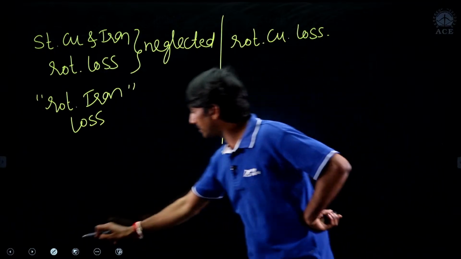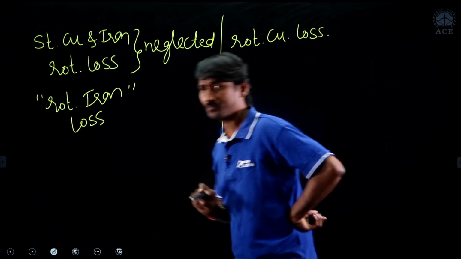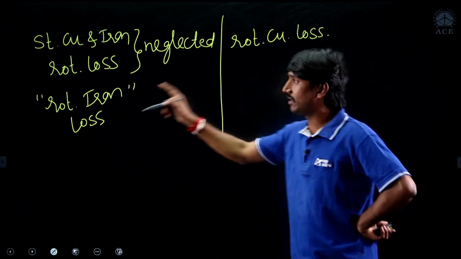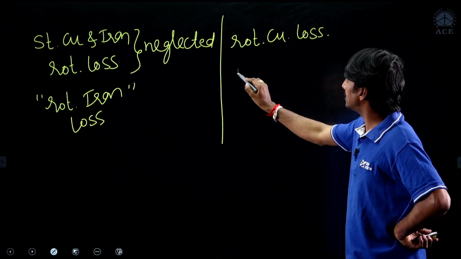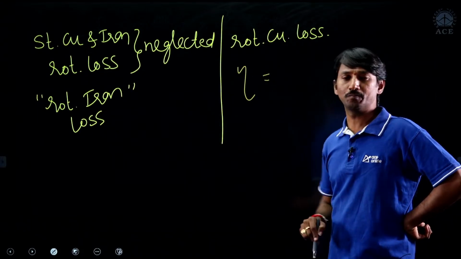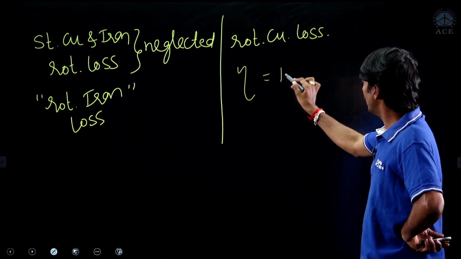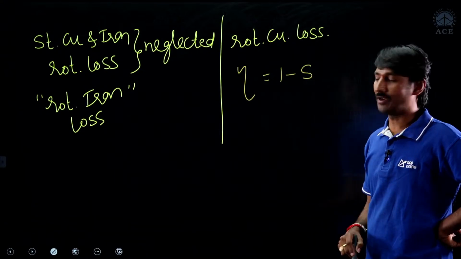In my class I also told you this. If all losses are neglected except the rotor copper loss, what is the efficiency of the machine? The efficiency is 1 minus S.